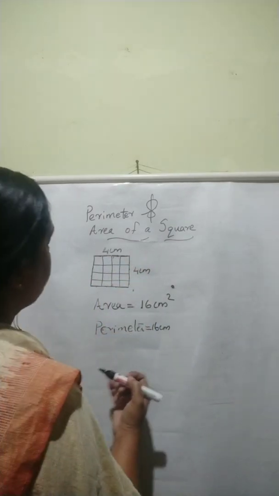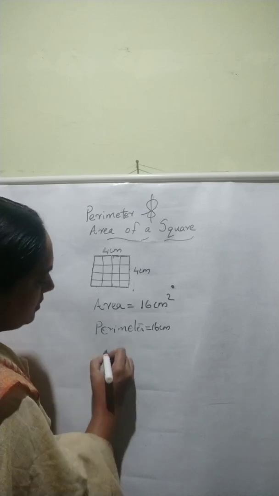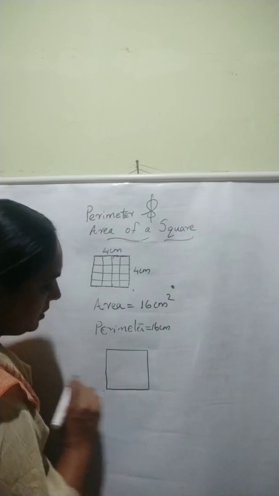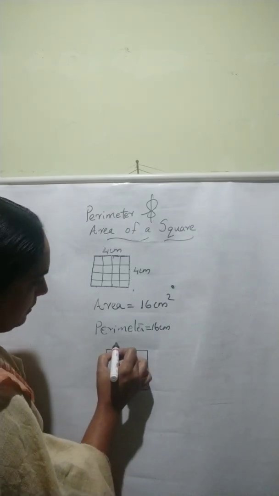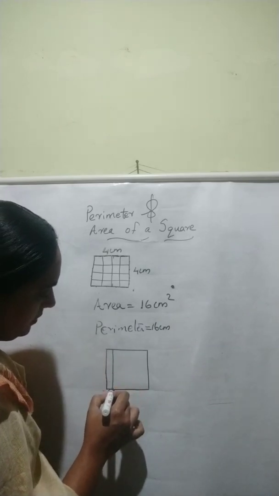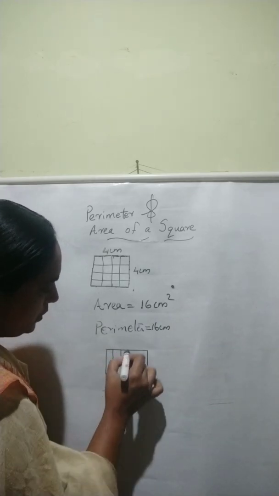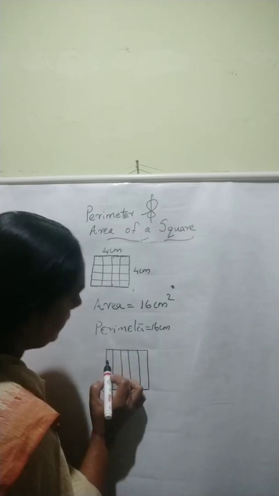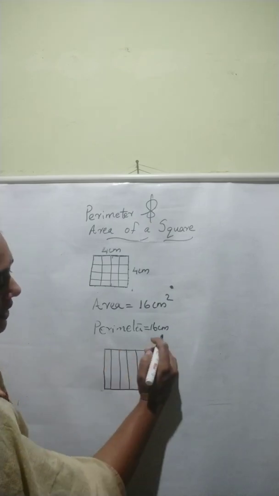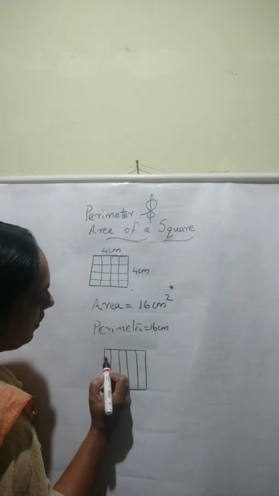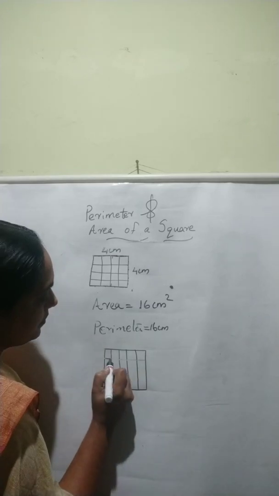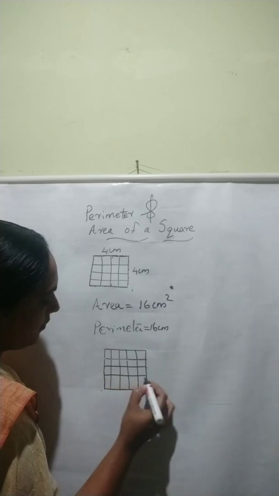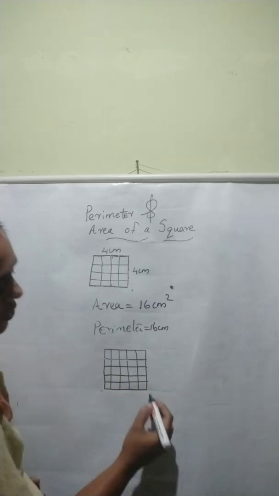Now we can make a 5 centimeter square. That means 1, 2, 3, 4 and 5. Then here also will be 5, from here to here 5. Then here also, from here to here also will be 5. So 1, 2, 3, 4 and 5. So 4 squares are there.